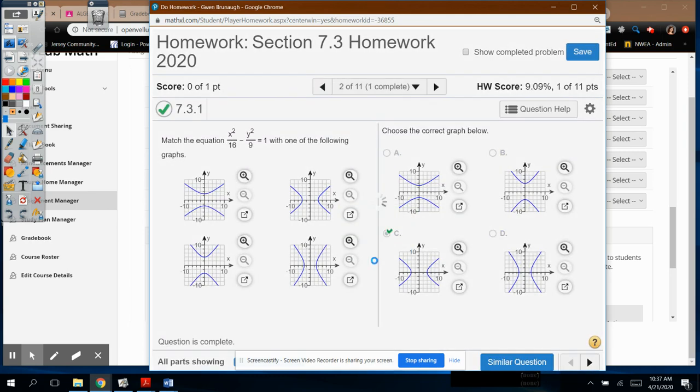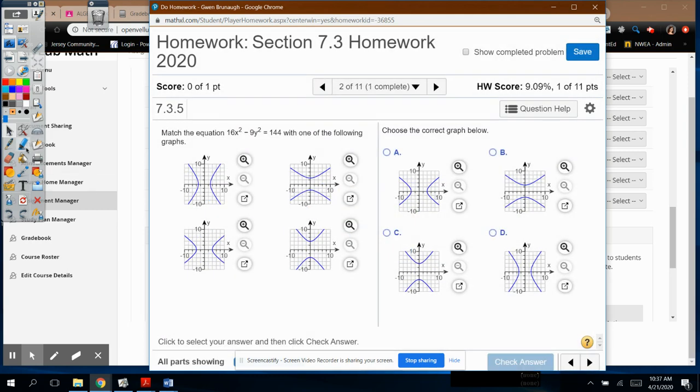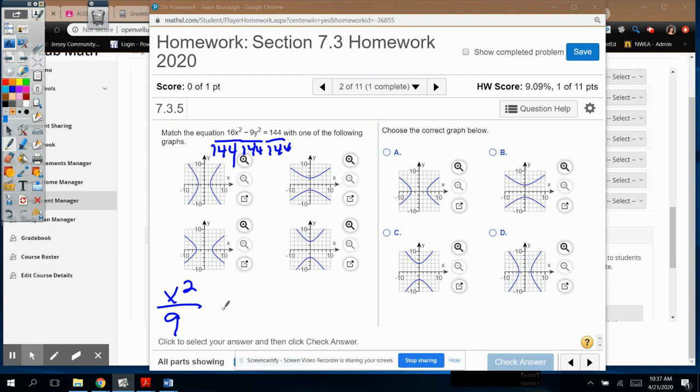Okay, next one. That was weird. Okay, this one does not have 1 on one side. So you're going to divide everything by 144 first and simplify those fractions. So I have x squared over 9. If you hit math 1 in your calculator, 16 over 144, that's what you'll get. Y squared over 16 equals 1.